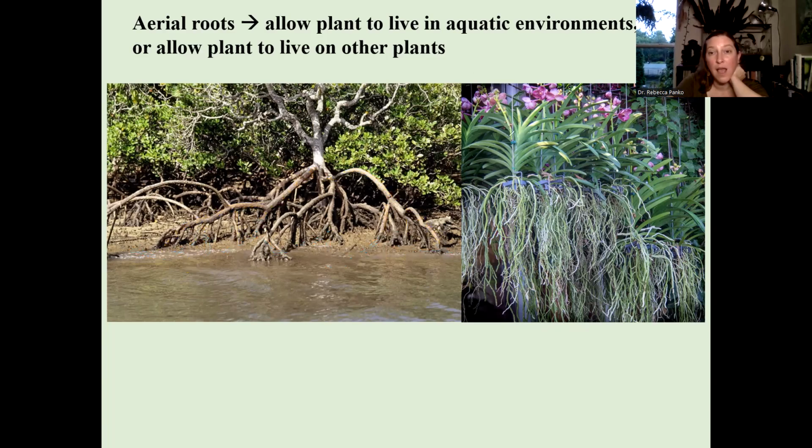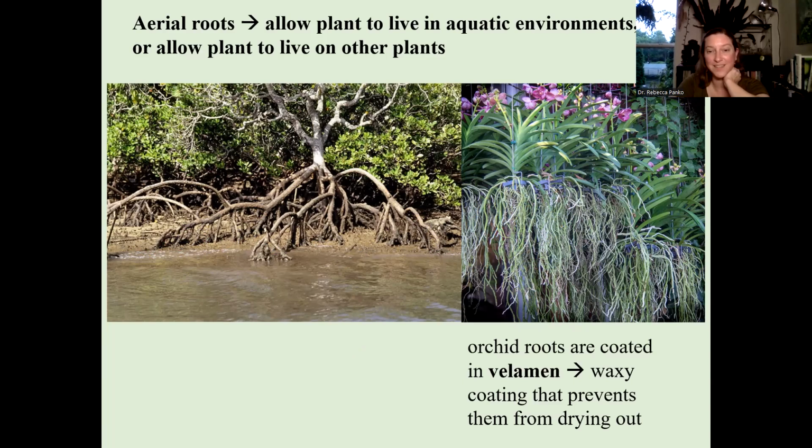get air. And in these orchids on the right, orchids don't grow in dirt. They actually usually grow on other plants. And so their roots are exposed to the air. And so aerial roots allow plants to live in the air or grow on other plants, meaning, live in aquatic environments or allow them to live on other plants.